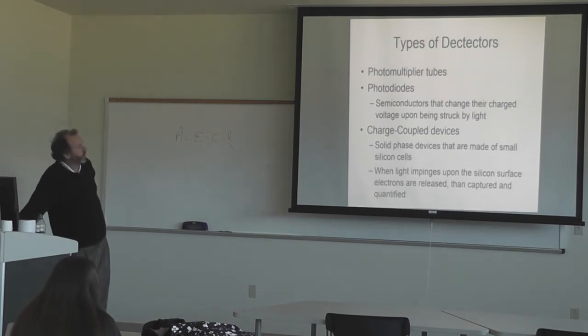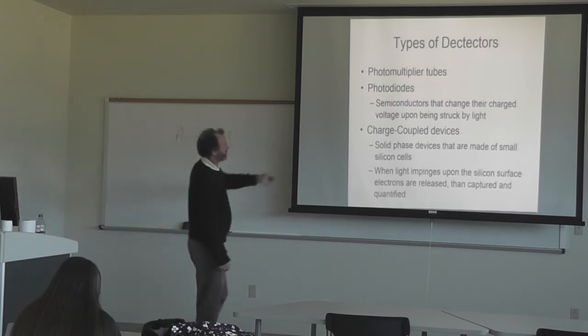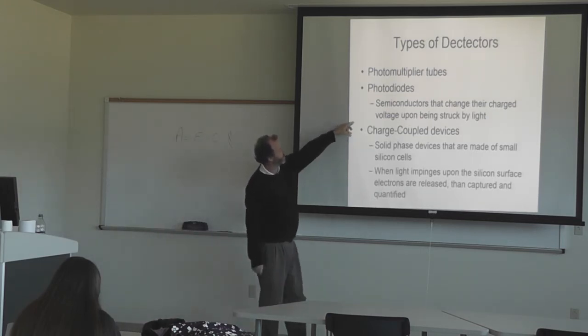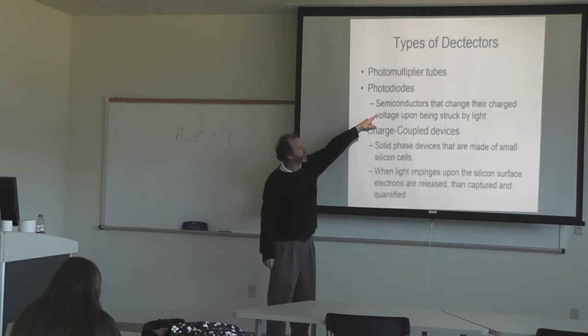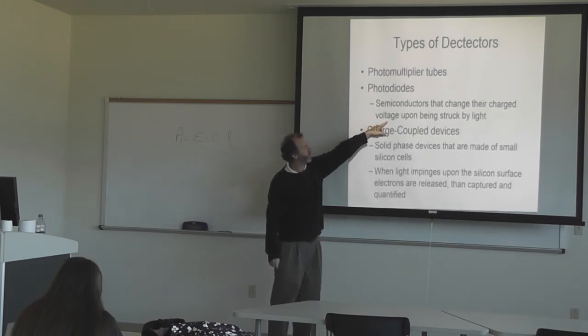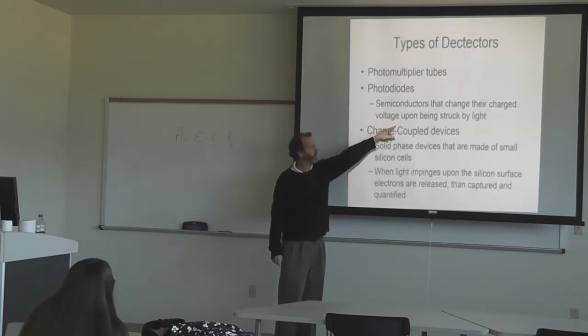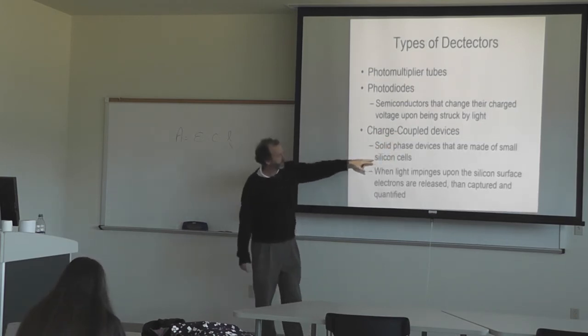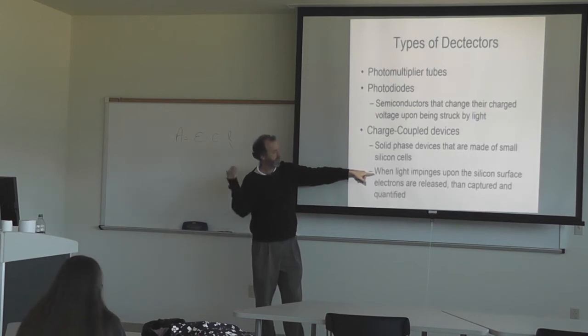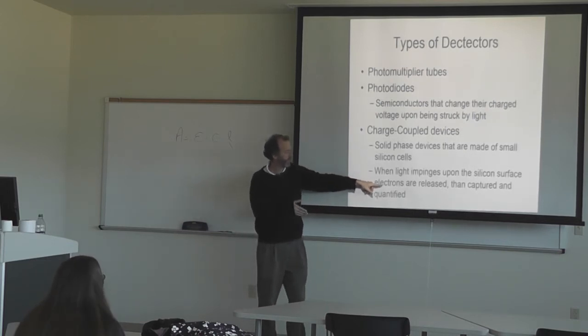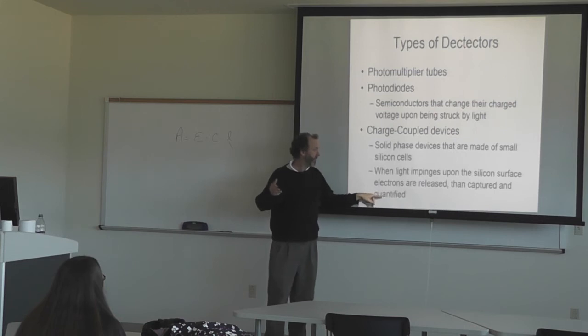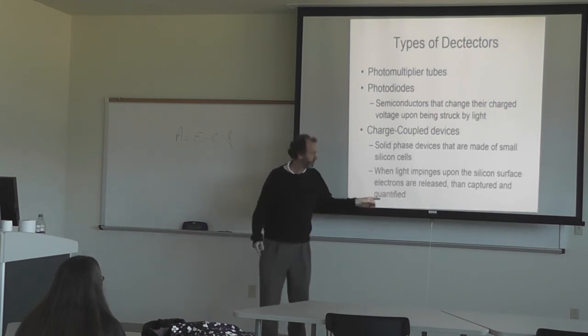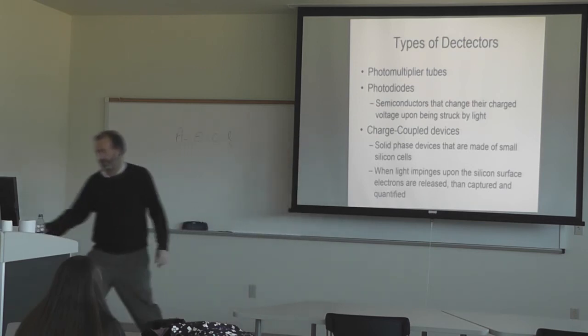Types of detectors include photomultiplier tubes, photodiodes, charge-coupled devices, and others. Photodiodes are basically semiconductors that change their charged voltage upon being struck by light. And charge-coupled devices are solid phase devices made of small silicon cells. So when light impinges upon the silicon surface, the electrons are released, and that release of the electrons can then be measured as a current. So they're captured and then quantified because it'll alter the current.